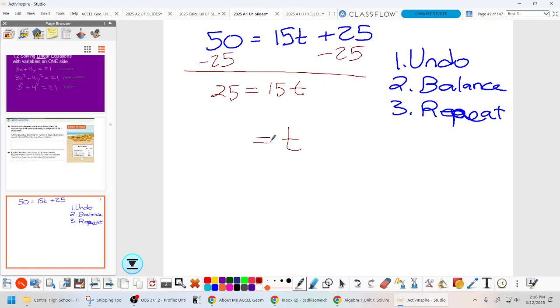Okay. I think the word maybe you're looking for is operations. Yeah. I was going to say, how we did with the 25, since it was a positive, we subtracted it, and since we're dividing it, it should be multiplication. Yeah, so good job. What is going on right here between 15 and t?